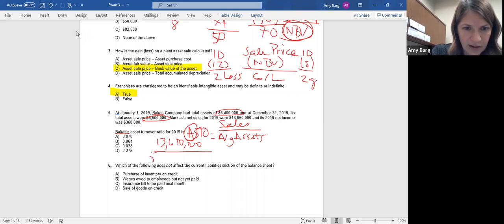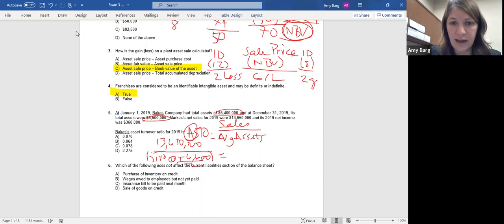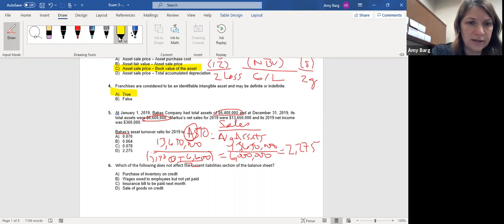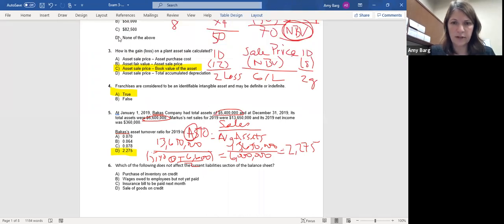So if we add the 6.6 plus the 5.4, I'm dropping zeros just because of my computer. So if we do that, we get 13,650 divided by 6 million. So the answer here is 2.275. So the answer is D. Are there any questions about how I did that one?